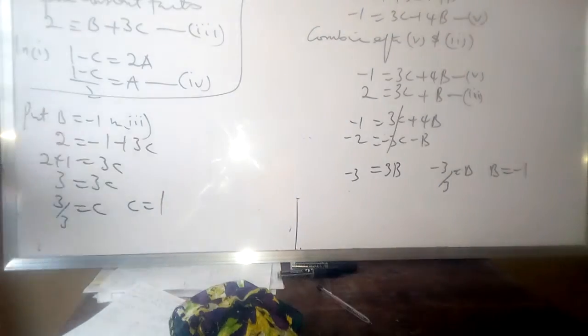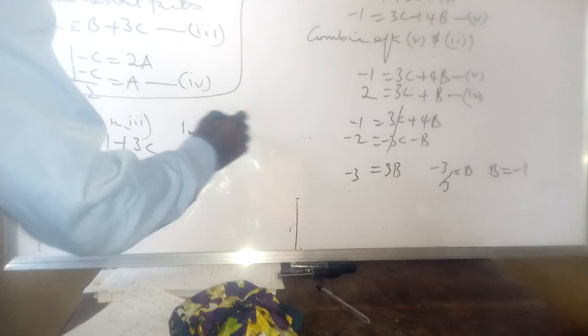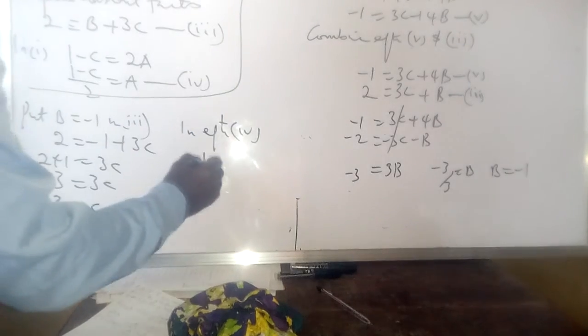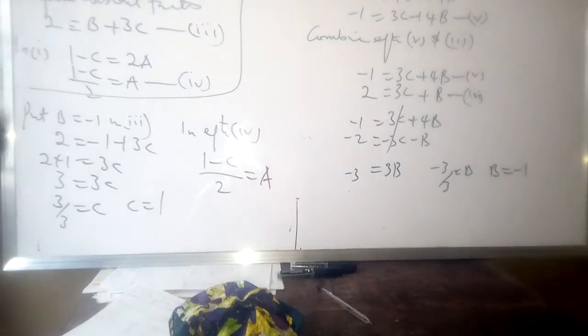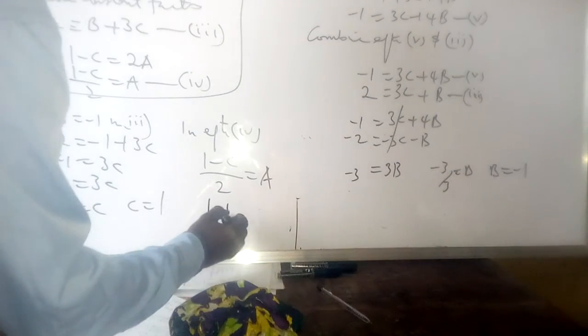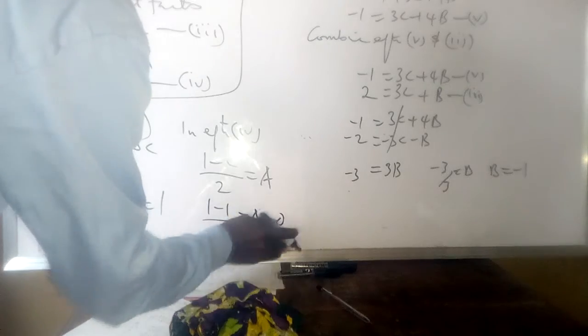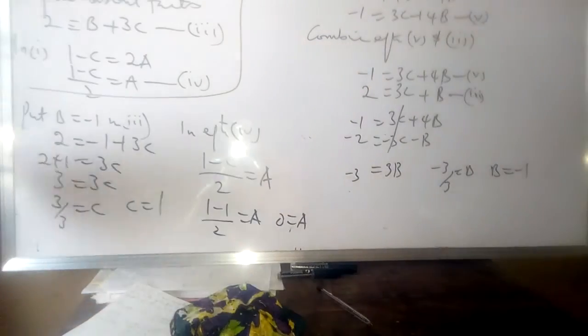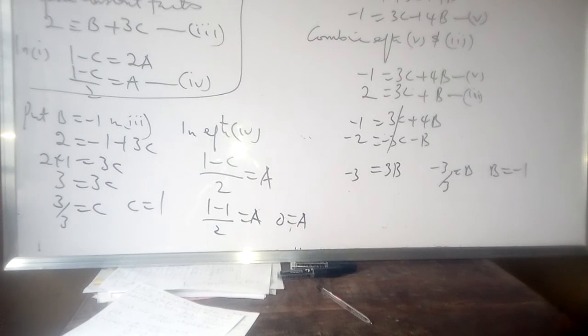Okay. Now that c is equal to 1, how do you get a? In equation 4, you have 1 minus c all over 2 is equal to a. And now that our c is equal to 1, that will be 1 minus 1 all over 2 is equal to a. So 0 is equal to a. So our a is 0.